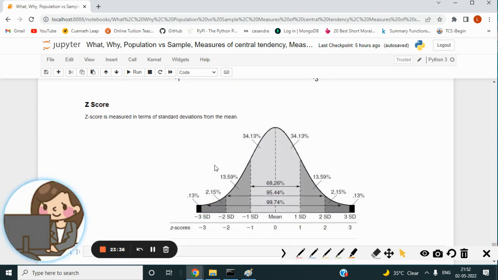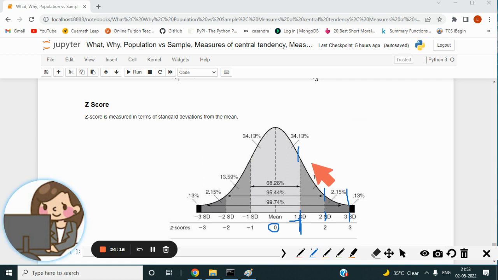Now coming to z-score. Z-score is measured in terms of standard deviation from the mean. Suppose this is the graph that you have. Here you have the mean, then this is 1 SD, this is 2 SD, and this is 3 SD. Now, if you consider the mean as 0, the value that comes over here will have a z-score of 1. The value coming over here will have a z-score of 2. The value coming here will have a z-score of 3. So that is how many SD a value is from the mean. That is what is meant by z-score.